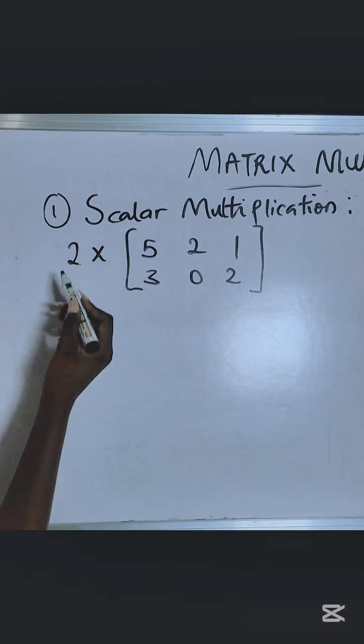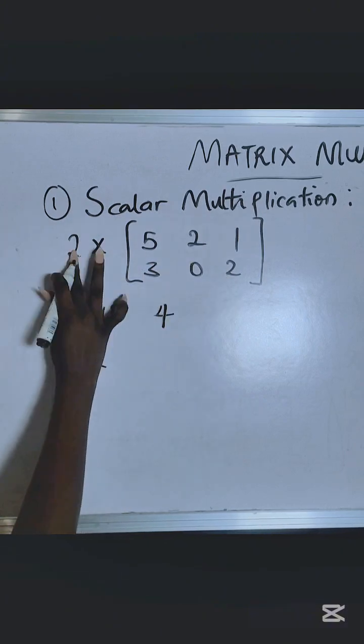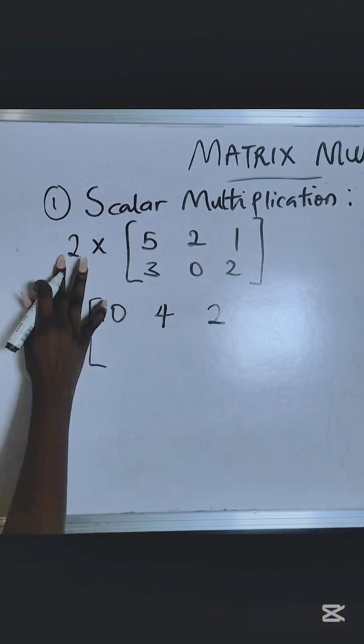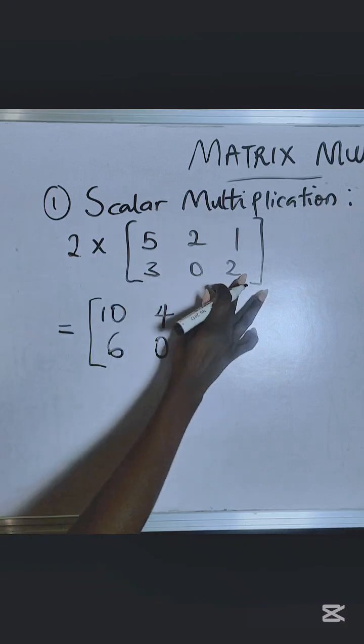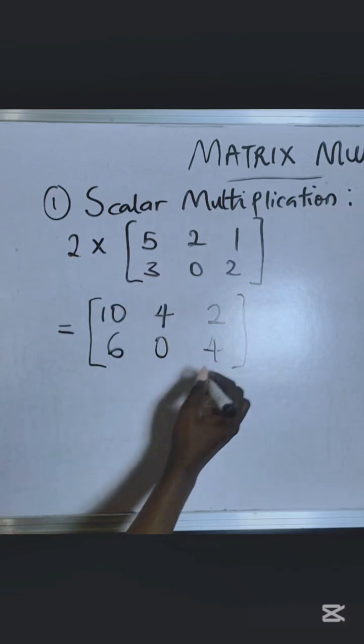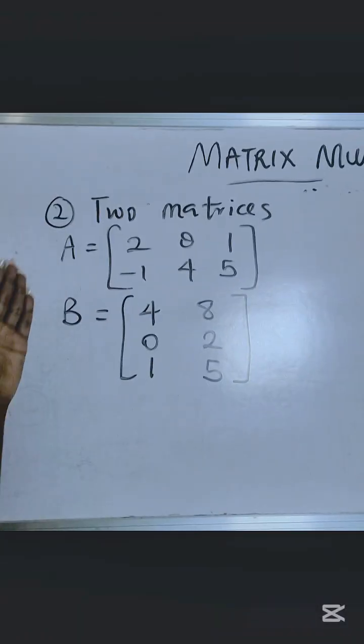So in this case, 2 times 5 is 10. 2 times 2 is 4. 2 times 1 is 2. 2 times 3 is 6. 2 times 0 is 0. 2 times 2 is 4. All you have to do is just put them in the same position as before.